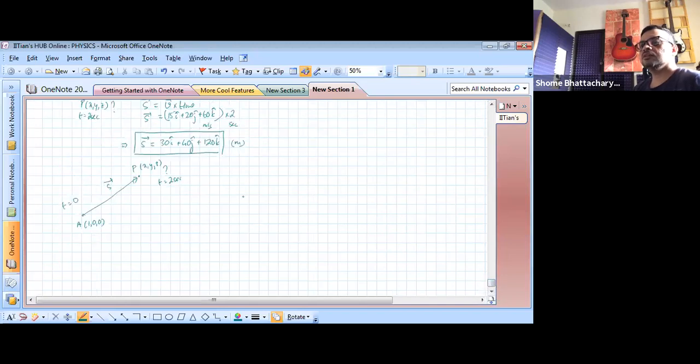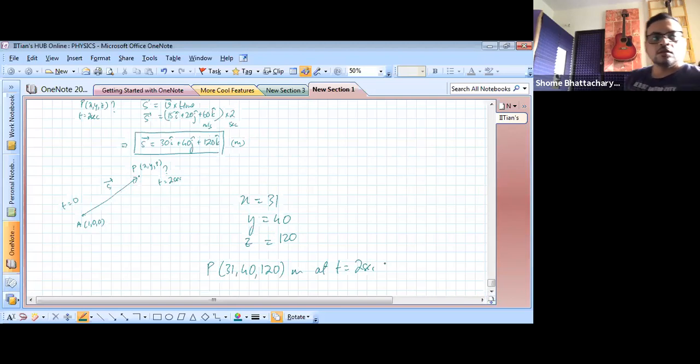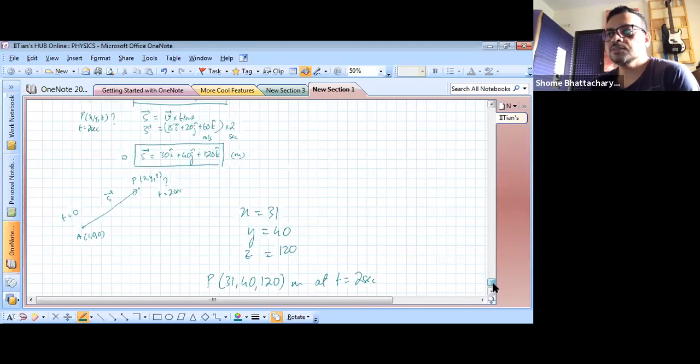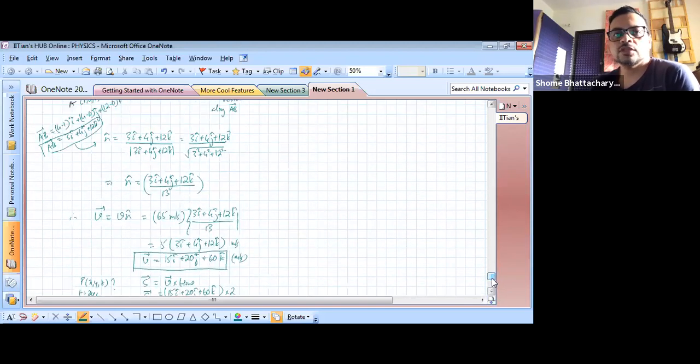So as you can see, x will become 31 meters, okay, because it's going from 1 to 30 i cap. Y is from 0 to 40, so it's 40. And z is 0 to 120. So the coordinates of the point become (31, 40, 120) at t equal to 2 seconds. Okay, so this is the solution of it using the concept of unit vector. So hope this is clear, people.